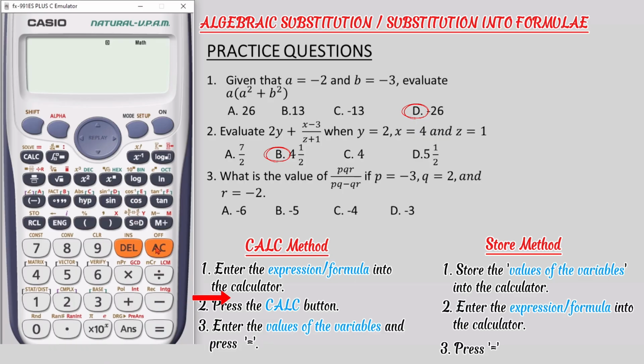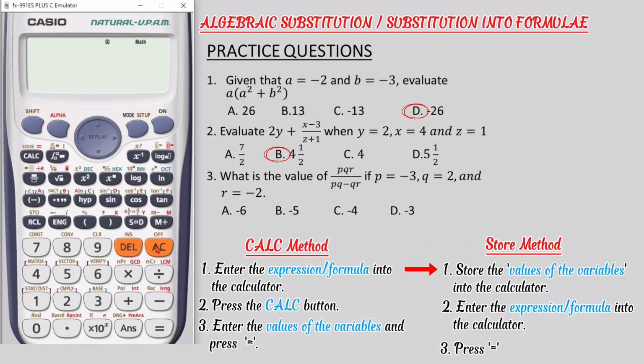Now, let us try the same question using the store method. As I indicated earlier, the store method requires us to first store the values of x, y, and z into the calculator. The value of y equals 2, so I store that into the calculator. What I have to do first is to enter 2 into the calculator. Secondly, I activate store by simply tapping on shift and then RCL. And then I tap on the corresponding variable, in this case, y. So I simply tap on SD to activate y. So I have successfully stored y equals 2 into the calculator.